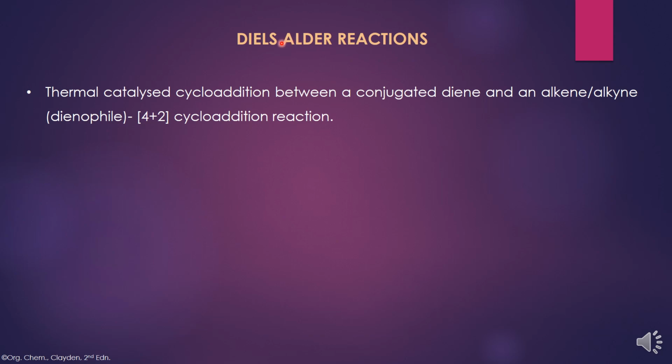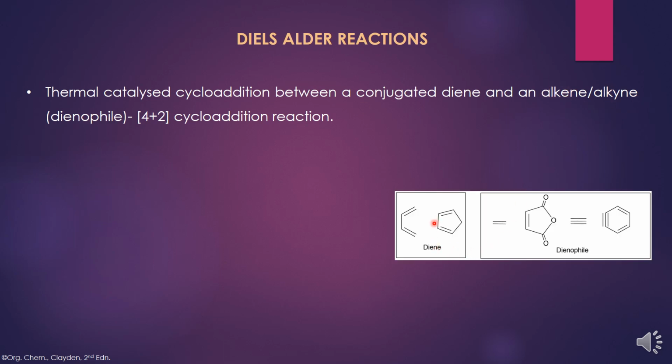On moving to further detail of the Diels-Alder reaction, we can say that the Diels-Alder reaction is a thermally catalyzed cycloaddition reaction. That means without the aid of thermal conditions, this reaction could not take place. It's a reaction between a conjugated diene and a dienophile. A dienophile could be an alkene or alkyne compound.